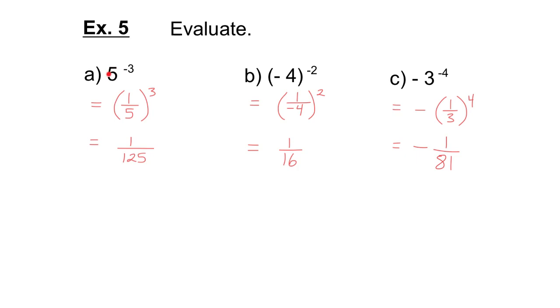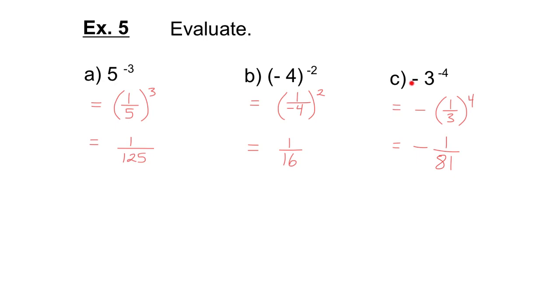The reciprocal of 5 is 1 over 5. Change the exponent to be positive. 1 to the exponent 3 is 1. 5 to the exponent 3 is 125. Here the base is -4. The reciprocal is 1 over -4. Now the exponent becomes positive. Evaluate this. 1 to the exponent 2 is 1. -4 to the exponent 2 is positive 16.